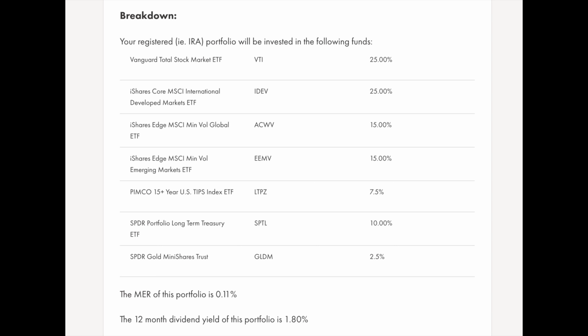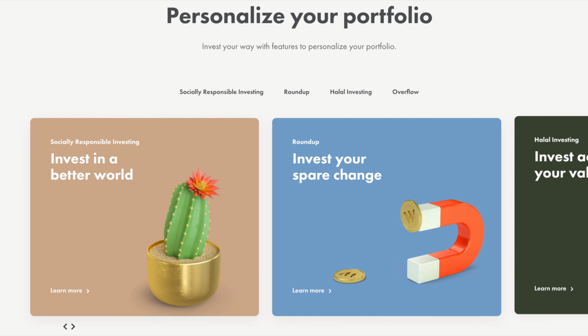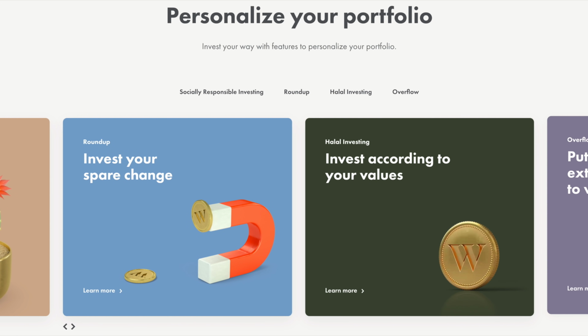One of the things that I think is really unique about Wealthsimple Invest is not only do they offer socially responsible investing portfolios, but you also have a roundup feature in terms of investing your spare change, kind of like the company Milo you may have heard about. They also offer halal investing portfolios. This is specifically for the Muslim religion, where certain assets go against their religious beliefs. So they have a portfolio specifically catered to that.